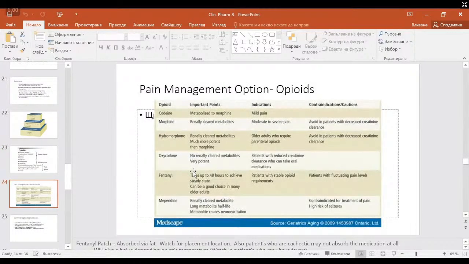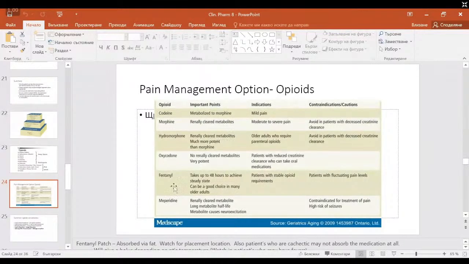And here in this table, you can see the different important points for one of the most commonly used opioids, like morphine, because it has renally cleared metabolites, and it is used for moderate and most commonly severe pain. It should be avoided in patients with decreased creatinine clearance, because these metabolites can actually accumulate and cause toxic effects in this patient.